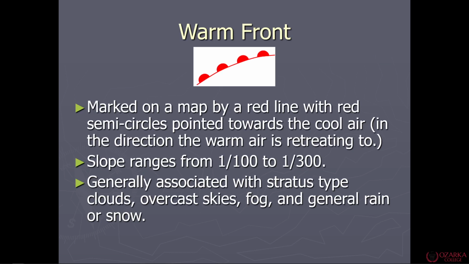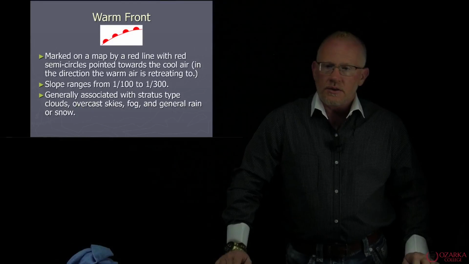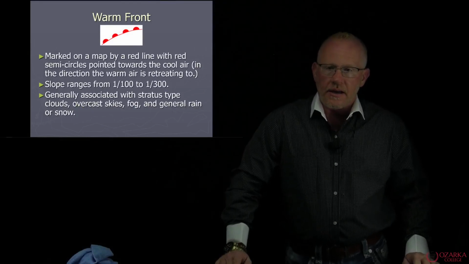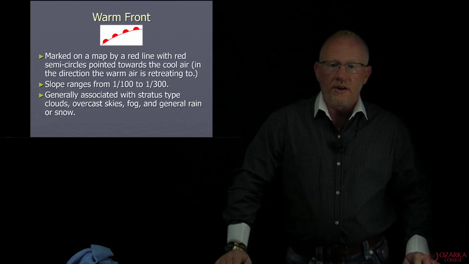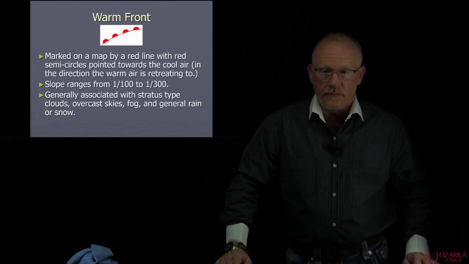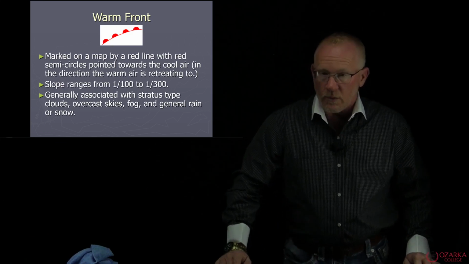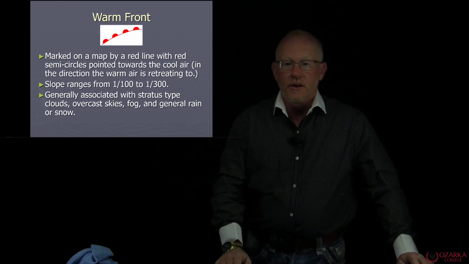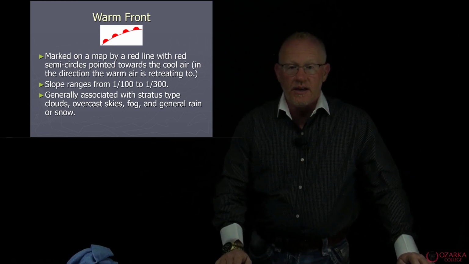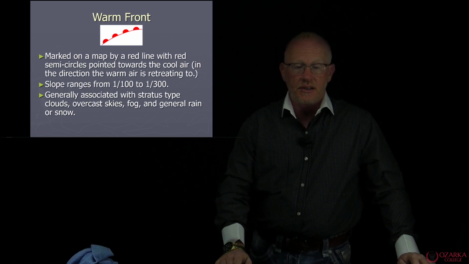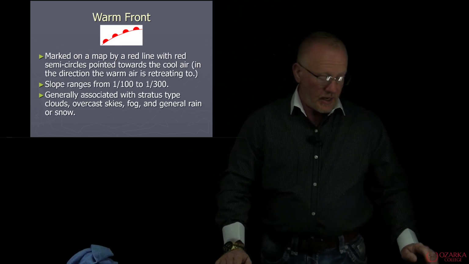So let's talk about a warm front. So a warm front is marked by a red line on the map with semicircles pointed towards the cool air, okay, in the direction the warm air is retreating to. Now these slopes range from 1/100th to 1/300th, generally associated with stratus-type clouds, overcast skies, fog, and general rain or snow.